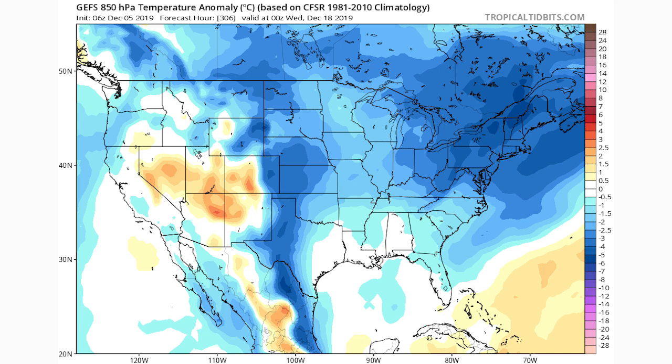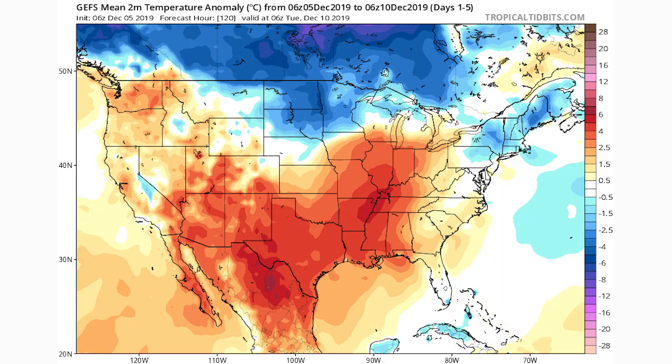Now we're about to look at things in 5-day chunks, where we're going to be able to look at the 5th through the 10th, the 10th through the 15th, and the 15th through the 20th. Here's the 5th through the 10th on the GFS Ensemble Model, and as you can see, it's really cold for the Midwest and New England, but besides that, we have warmth all over the place.